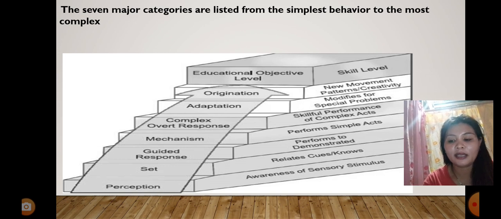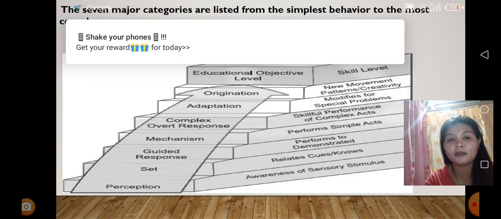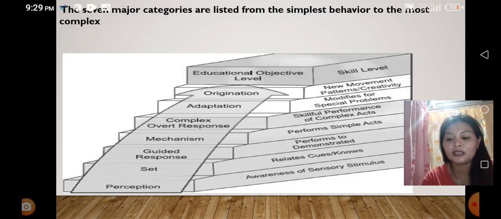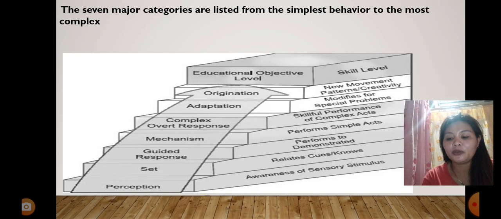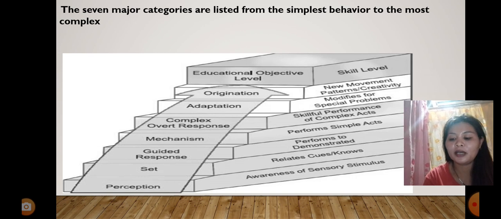Next is the set. We have a readiness to act. It includes mental, physical, and emotional sets. These 3 sets are dispositions that predetermine a person's response to different situations. And next we have the guided response, the early stages in learning a complex skill that includes imitation and trial and error. Adequacy of performance is achieved by practicing.